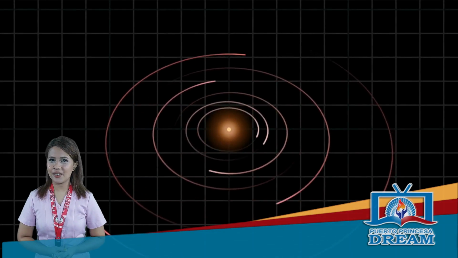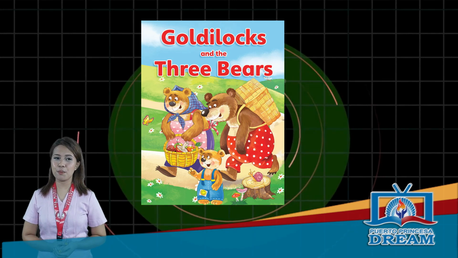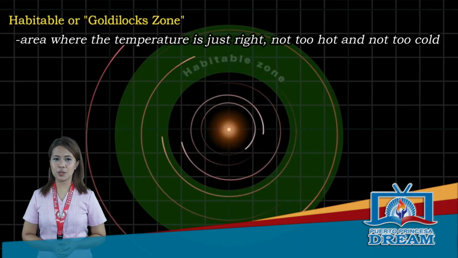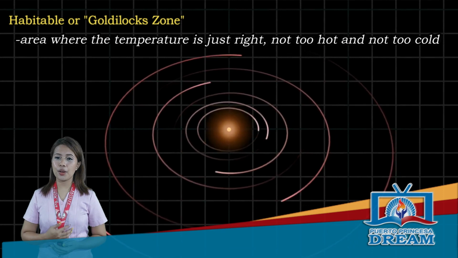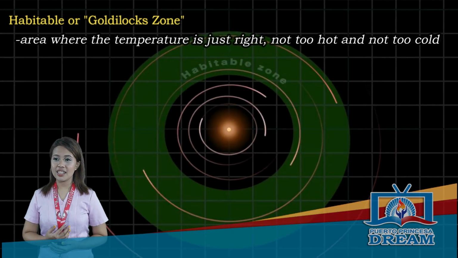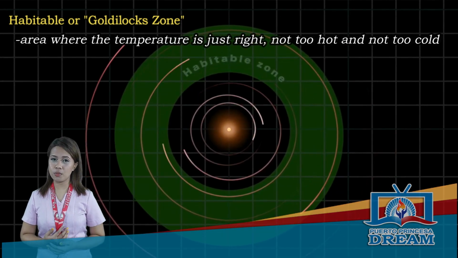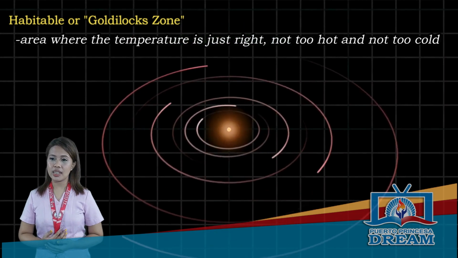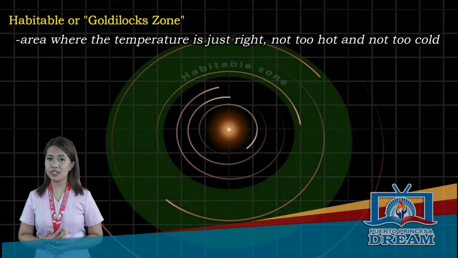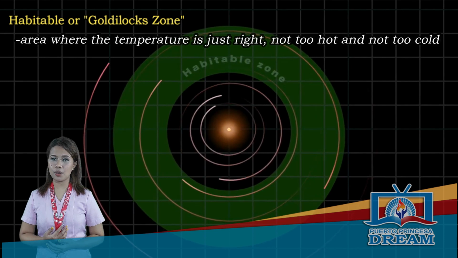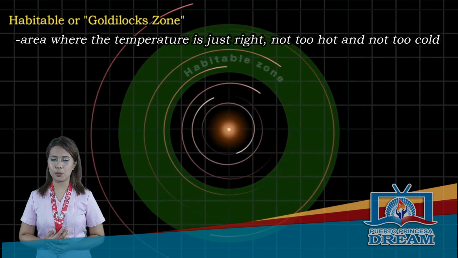Just like in the story of Goldilocks and the Three Bears, Goldilocks zone describes an area in space where a planet is located just the right distance from its home star, so that the planet's surface is not too hot and not too cold, just like what the Earth is, a habitable zone.